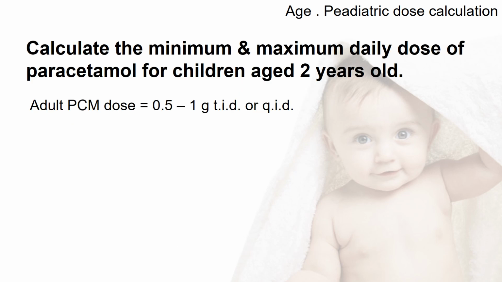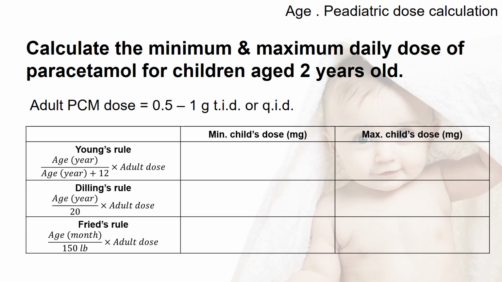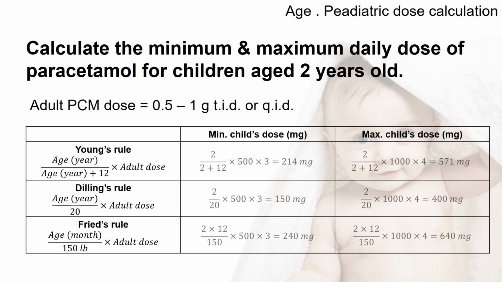Let's look at this example. Calculate the minimum and maximum daily dose for a child with the age of 2, if you are given the paracetamol dose for an adult is 0.5 to 1 gram, 3 to 4 times a day. Calculating using the rules is very straightforward and easy, and I believe that you won't have a problem. You can see there are variations in the dose, but they are more or less within the same range.